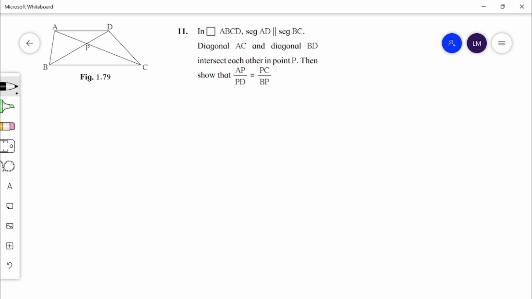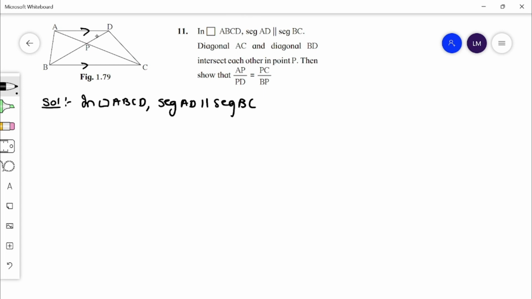In quadrilateral ABCD, seg AD is parallel to BC. So this AD is parallel to BC. Diagonal AC and diagonal BD intersect each other in point P. Then show that AP upon PD is equal to PC upon BP. Solution. In the question it is given in quadrilateral ABCD, seg AD is parallel to seg BC, right?